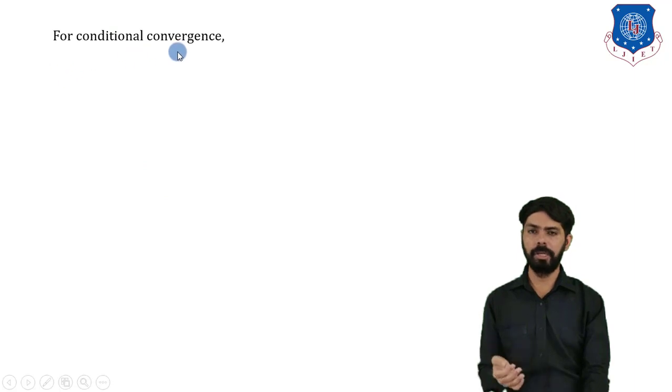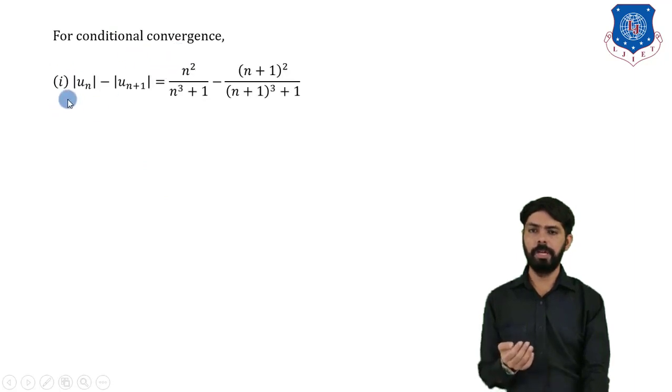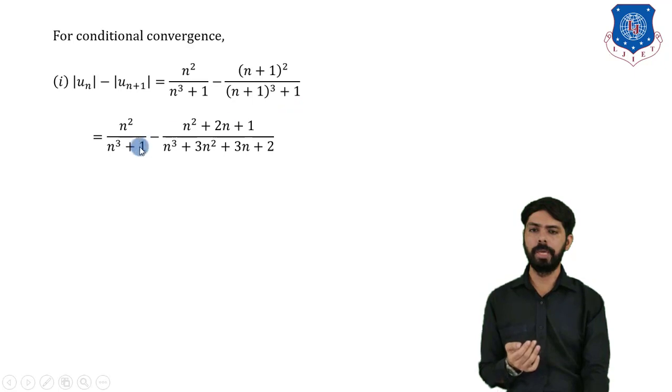Now for conditional convergence, we will find modulus of un minus modulus of un plus 1, that is equal to n square divided by n cube plus 1 minus un plus 1, where replacing n by n plus 1, it will be n plus 1 raised to 2 divided by n plus 1 raised to 3 plus 1. So here it will be n square divided by n cube plus 1 minus, using the identity a plus b whole square is a square plus 2ab plus b square.